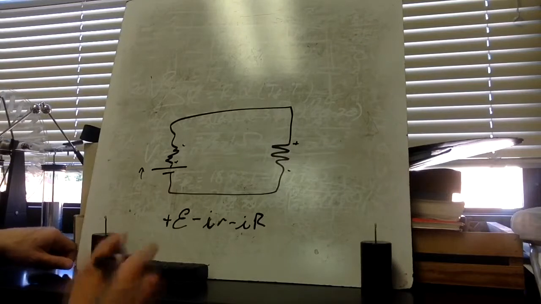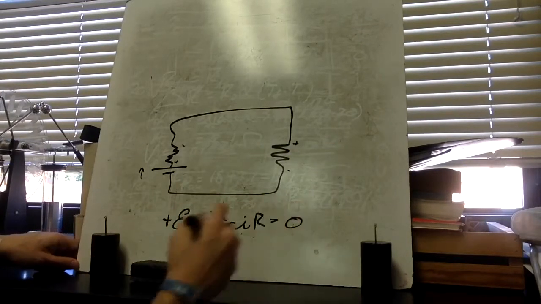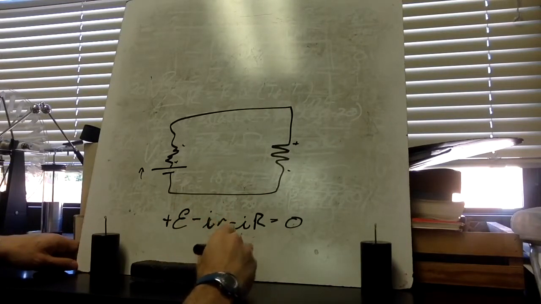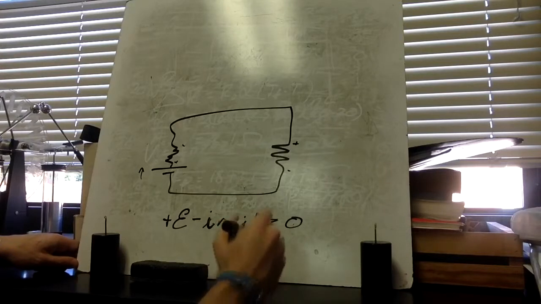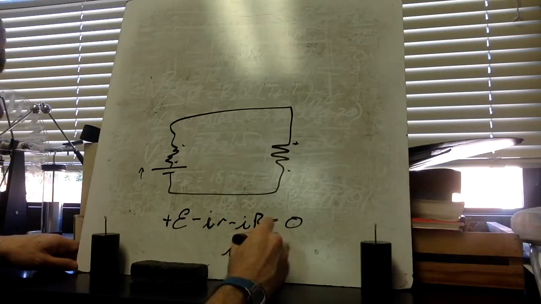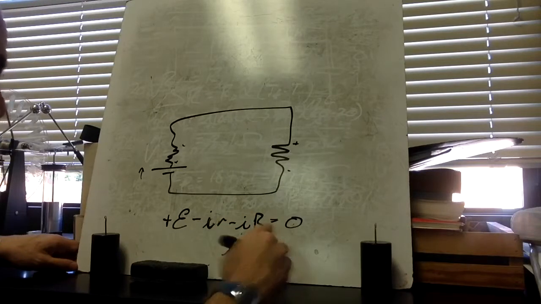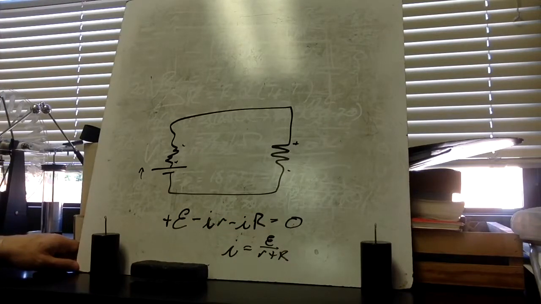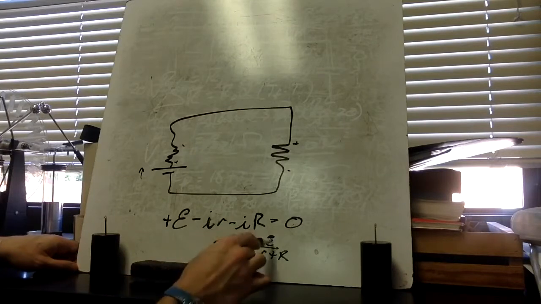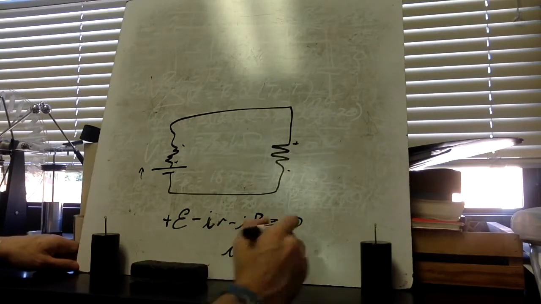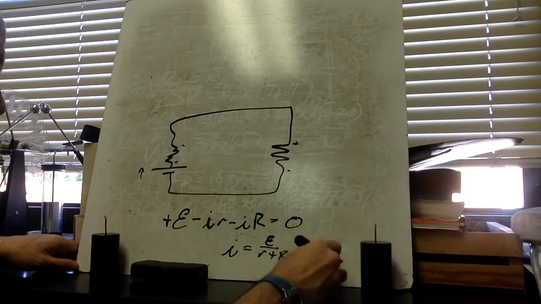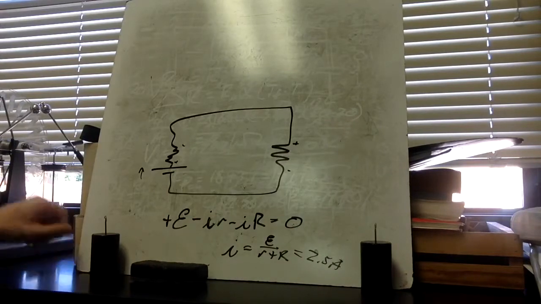So then to find the current, this all equals 0. To find the current, then I solve for I. So I is going to end up being EMF over little r plus big R. Okay, and I plug in my numbers. This ends up being 10 and 4, so it's 2.5 amps. Right, can you guys see that? Yeah.